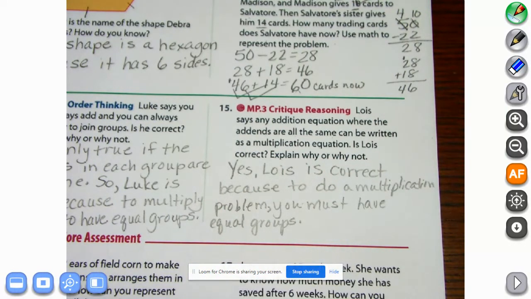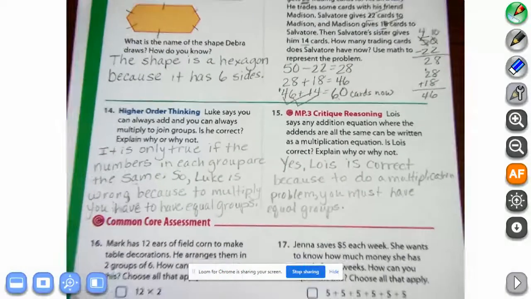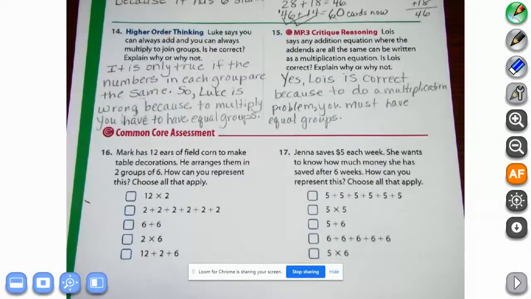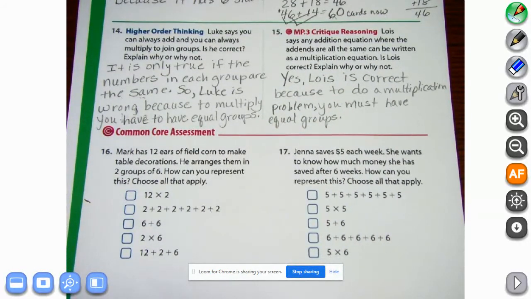All right. So go ahead and get that copied down. Go ahead and pause it if you need to. There's those two answers right there. When you're finished getting those written down, come back and we're going to do 16 and 17 together. All right, 16 says, Mark has 12 ears of field corn to make table decorations. He arranges them in 2 groups of 6. How can you represent this? Choose all that apply.